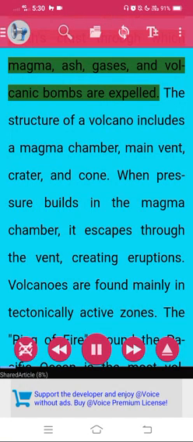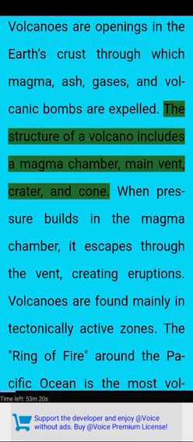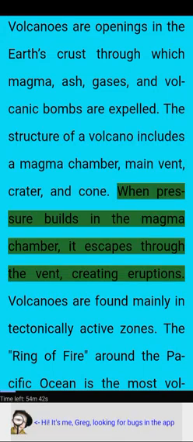Volcanoes are openings in the Earth's crust through which magma, ash, gases, and volcanic bombs are expelled. The structure of a volcano includes a magma chamber, main vent, crater, and cone. When pressure builds in the magma chamber, it escapes through the vent, creating eruptions.